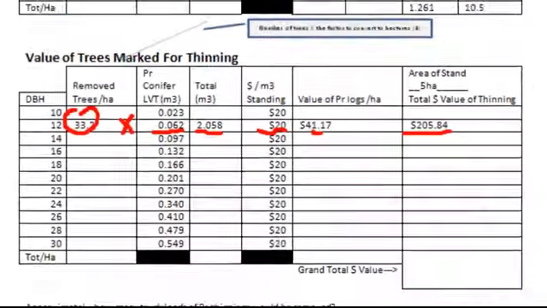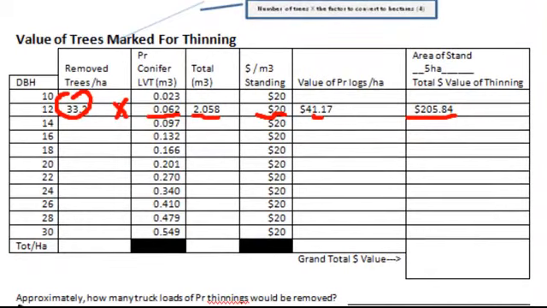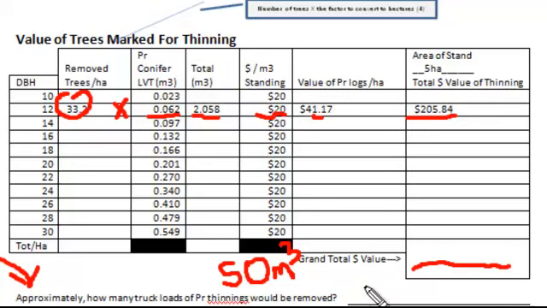And the very last thing I'm asking you to do at the bottom of the page, right here, is approximately how many truckloads of red pine thinnings would be removed. Remember, a good sized truck holds roughly around 50 meters cubed on a truck. Okay? So anyways, now you'll know how much the landowner gets, and then how many truckloads are required. So you have now provided the landowner with lots of information.